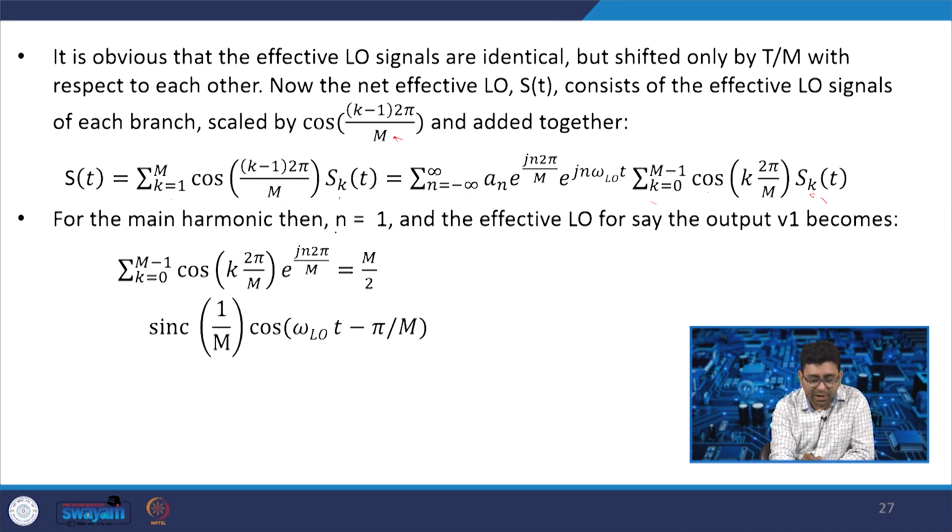So, for the main harmonic, n is equal to 1, the effective LO for, say, the output V1 becomes sigma k equal to 0 to m minus 1 cos(k 2 pi / m) e^(...), which is equal to m by 2, and this is your final output, which is a combination of sinc and cosine functions.